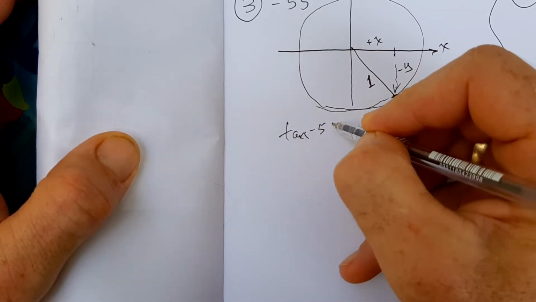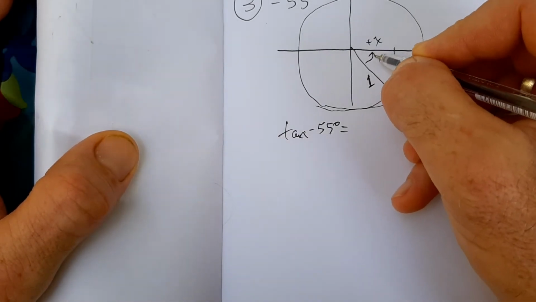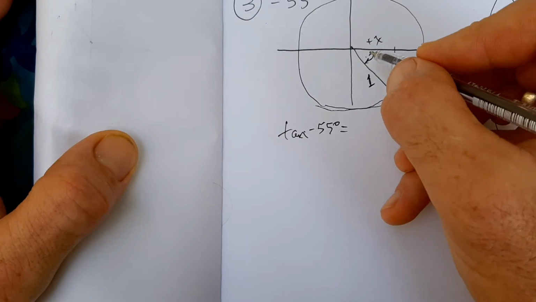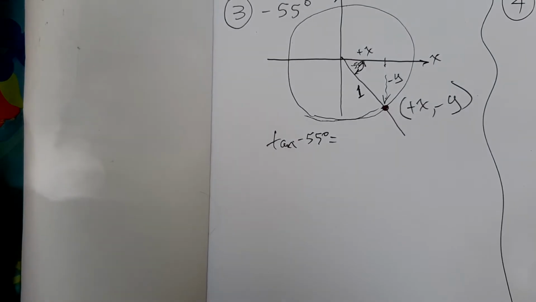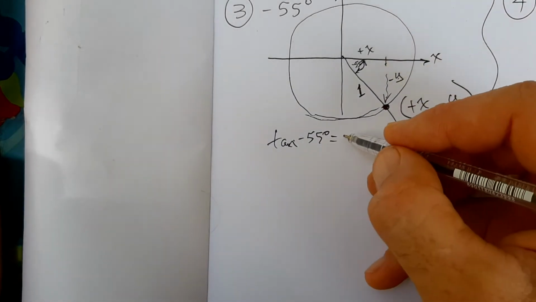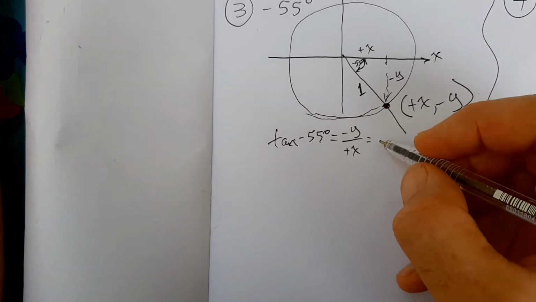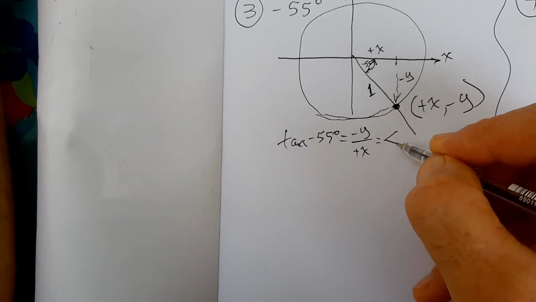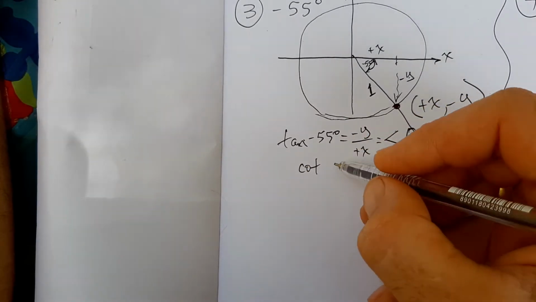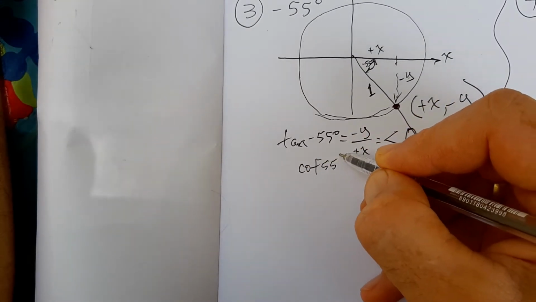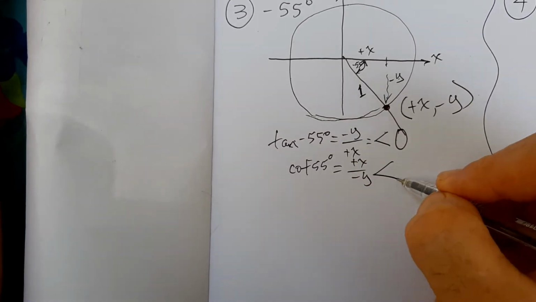So tangent at negative 55 degrees is opposite over adjacent. Here's my angle right here, right? So the tangent of my angle theta, negative 55 degrees, is negative y over positive x. So that's going to be a negative number. That means it will be less than 0. And cotangent is the same thing. Cotangent of negative 55 is positive x over negative y, which will give you a negative, which is less than 0.